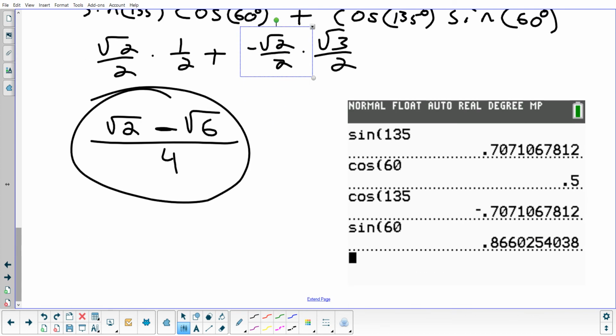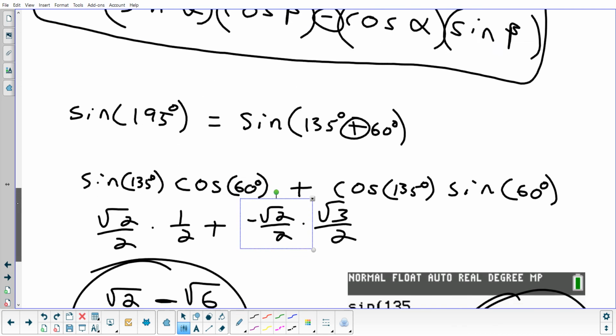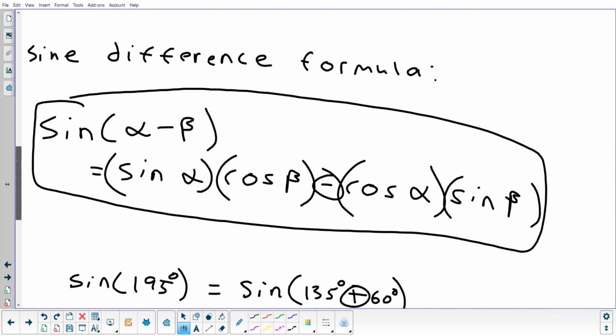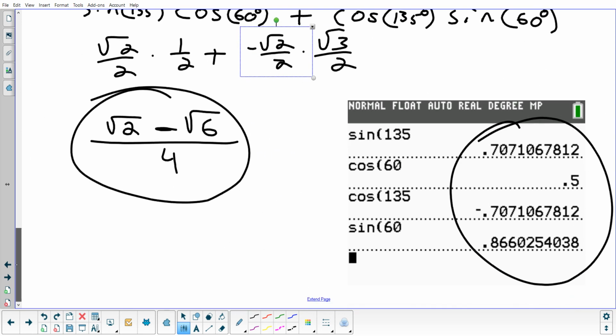If you're not getting decimals like this when you do a sine and cosine problem, then you didn't split it up into multiples of 30 and 45. Questions on that one? All right, so you guys got the sine sum and difference formulas.